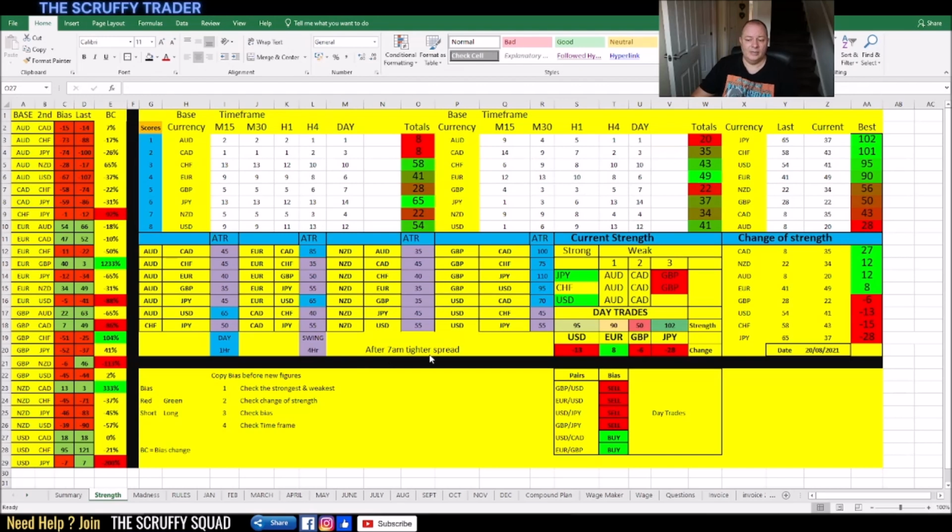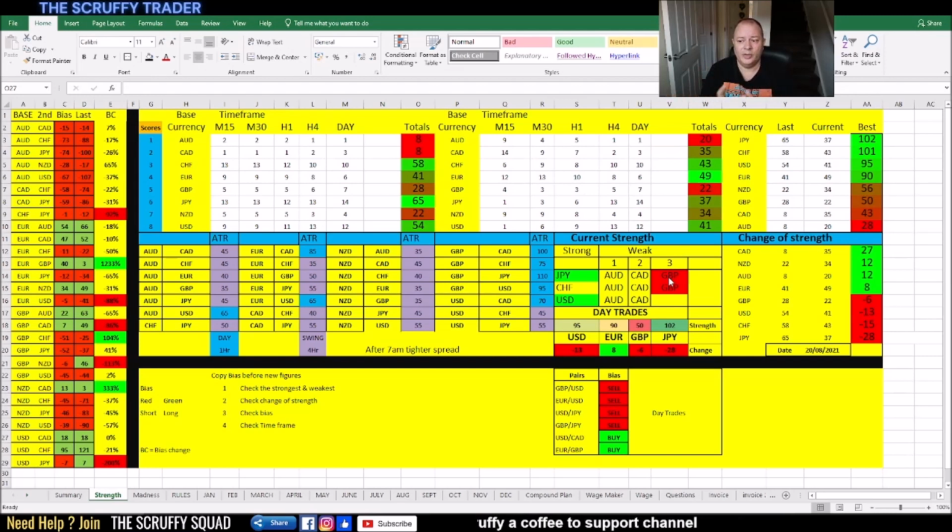Okay, that little note is just that the spreads tighten up after 7 AM in the morning UK time, because I'm obviously based in the UK. These calculations are the current strengths based over a number of time periods, which gives me the best and the weakest currency. So as we can see, the JPY is the strongest, the Aussie is the weakest at this moment in time.